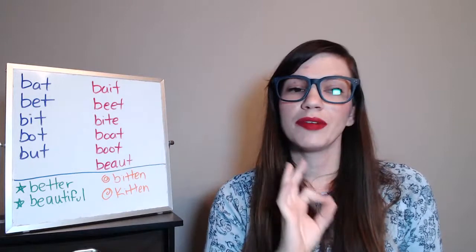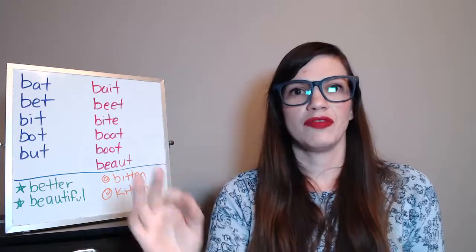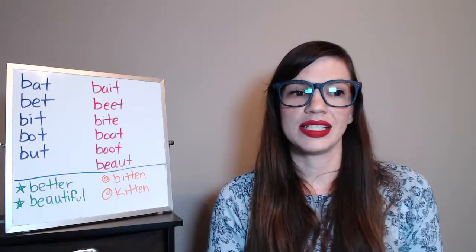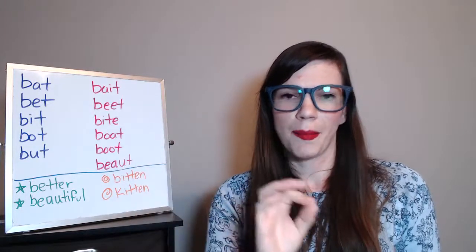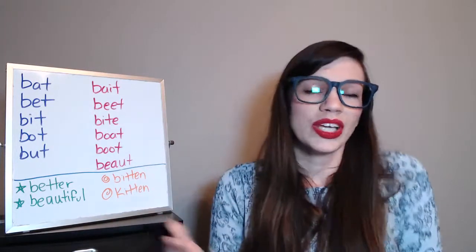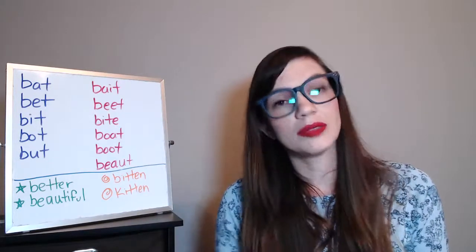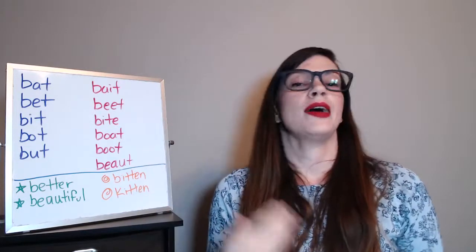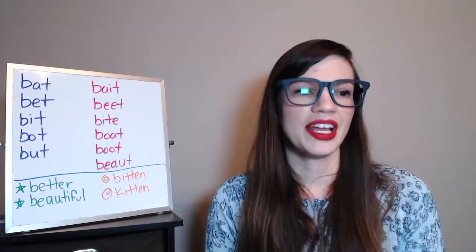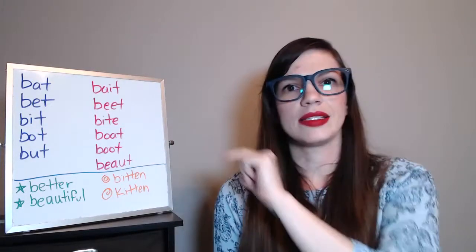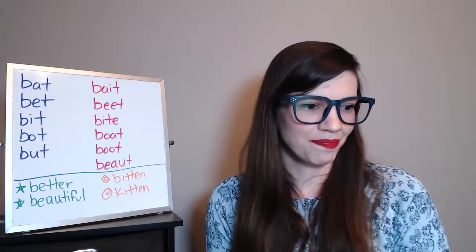But it would turn into a flap T if there's a vowel after. So for example, this sentence, the bat is in the car. Bat is. So we could say the bat is in the car, but it takes longer, right? American English pronunciation is all about saying things faster and smoother. The bat is in the car. Bat is in the car.